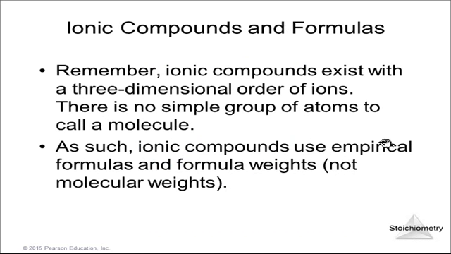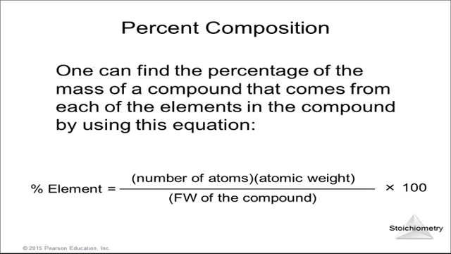Just a quick reminder that ionic compounds have their own unique 3-dimensional order of ions, just associating with each other based on the idea of opposite charges attracting. As a result, ionic compounds use empirical formulas and formula weights, but not molecular weights. So when we say the term molecular weight, we're always referring to covalent compounds.